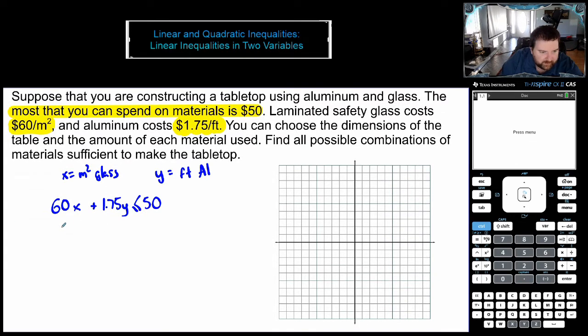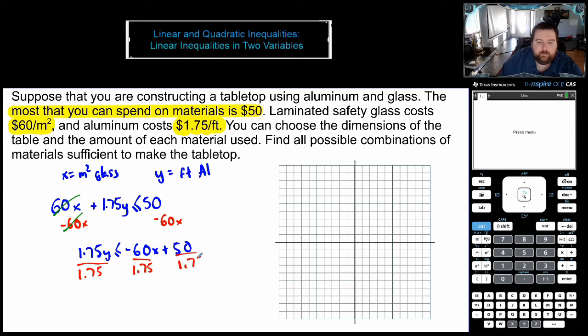So let's go ahead and do that. We'll start by subtracting the 60x to the other side. Those are going to cancel out, and so you're going to have 1.75y is less than or equal to negative 60x plus 50. This is going to look a little bit funny. So we're going to divide by 1.75, and of course, the reason why we're doing that is to isolate y.